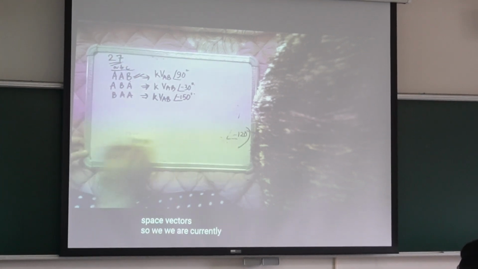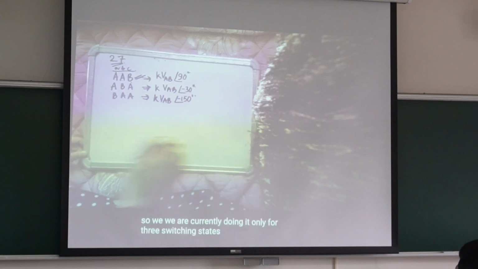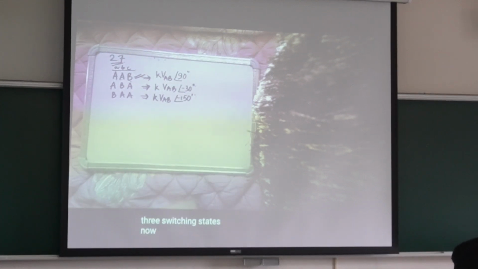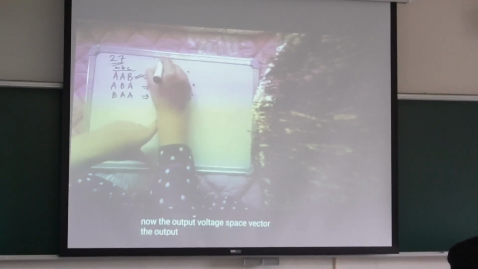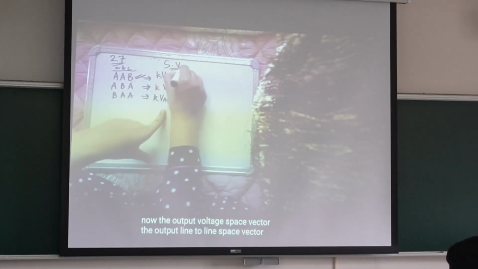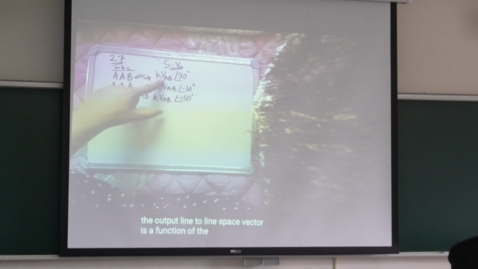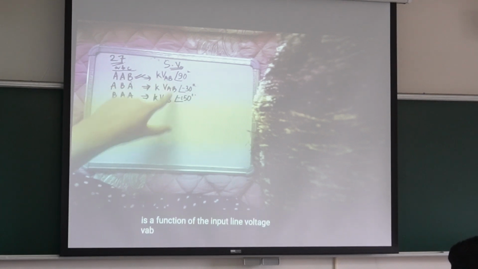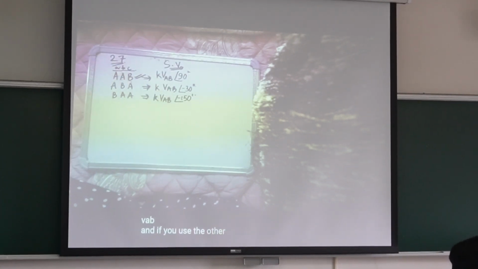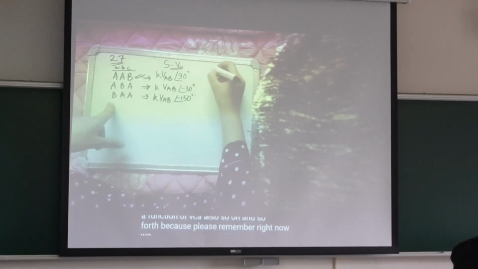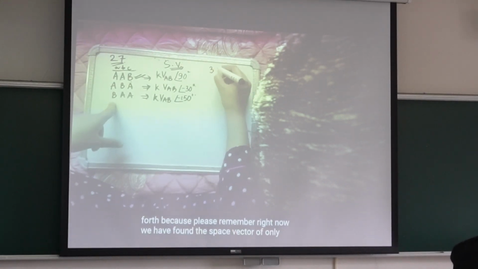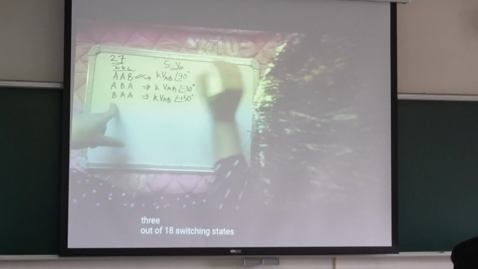So we are currently doing it only for 3 switching states. Now, the output line-to-line voltage space vector is a function of the input line voltage VAB, and if you use the other states, it will be a function of VBC also, a function of VCA also, and so on and so forth. Because please remember, right now we have found the space vector of only 3 out of 18 switching states, right?